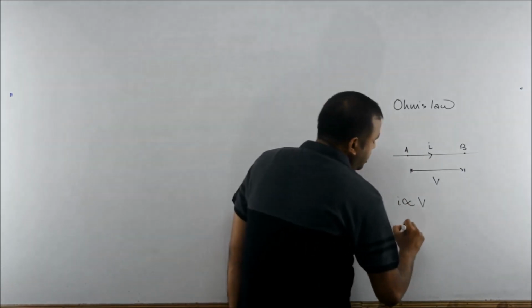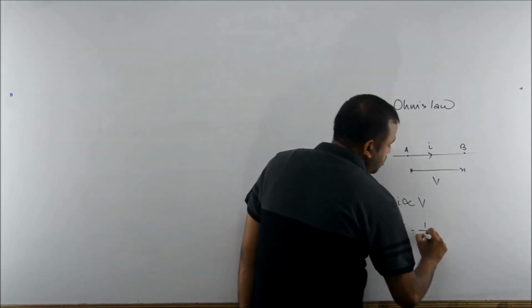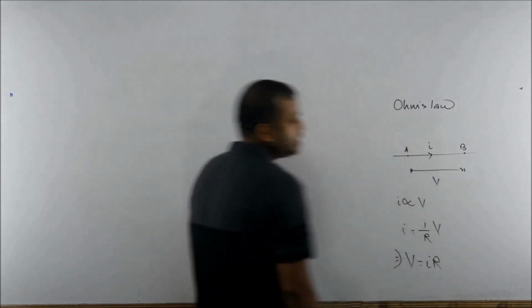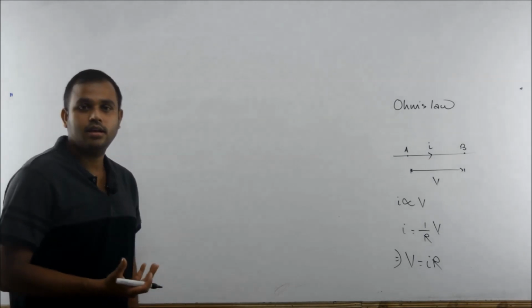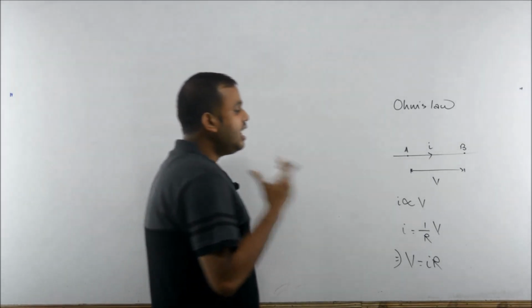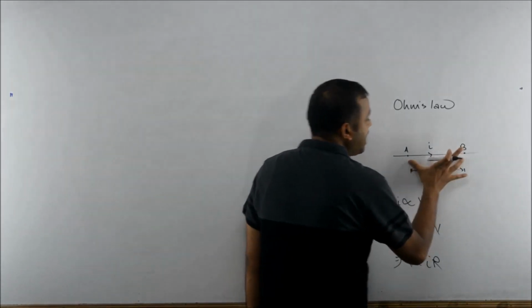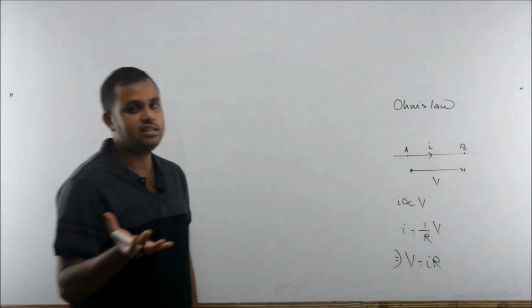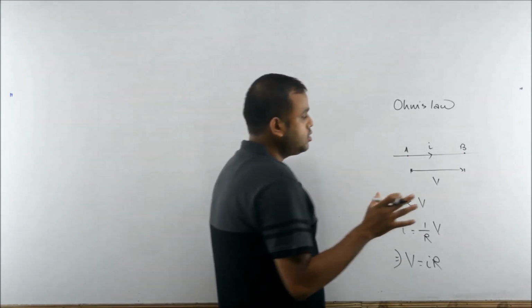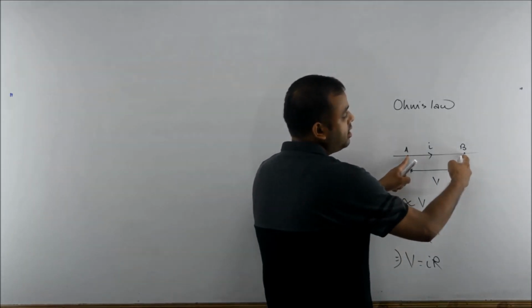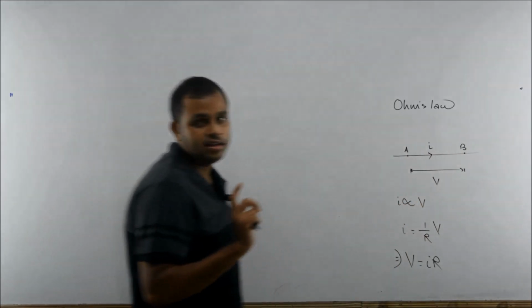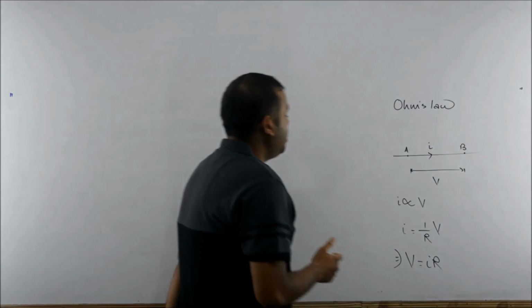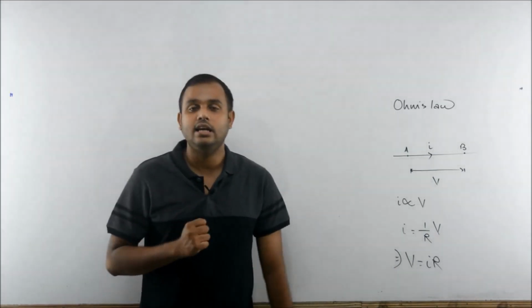After that, you know I equals 1 by R times V, and V equals IR. Now what is R again? You cannot simply say R is resistance. R is the resistance between A and B. R is the resistance of the wire between A and B. Obviously resistance is a property of the conductor. So from A to B the resistance is R. Clear? Now we shall start combining resistances.